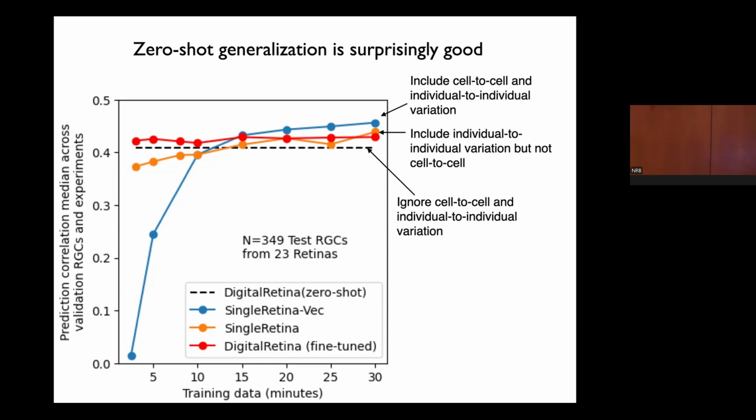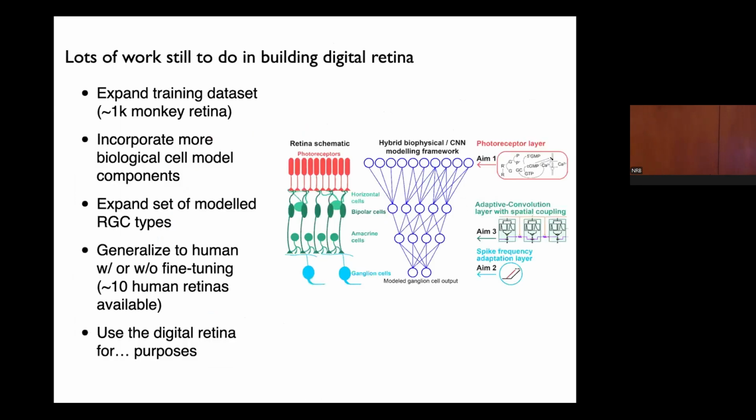It knows that one of these ganglion cells might be a little more excitable than another, might by chance have a little bit bigger receptive field than the others, and so on. And so the blue to black gap is kind of everything that you lose if you ignore cell-to-cell variability and individual-to-individual variability. And it's not zero, but it's not overwhelmingly huge, which got me kind of excited about the prospect for doing some of this zero-shot modeling.